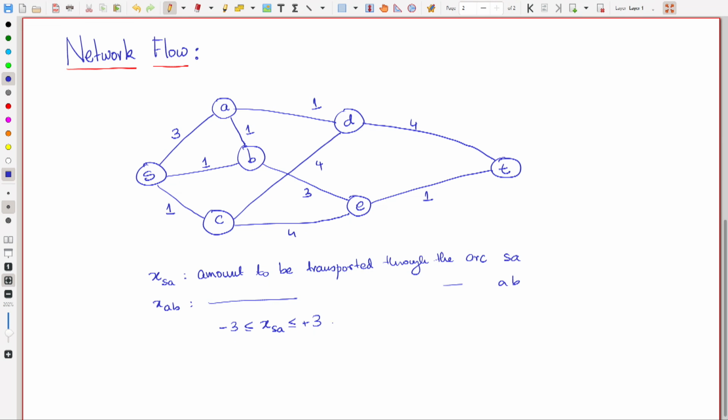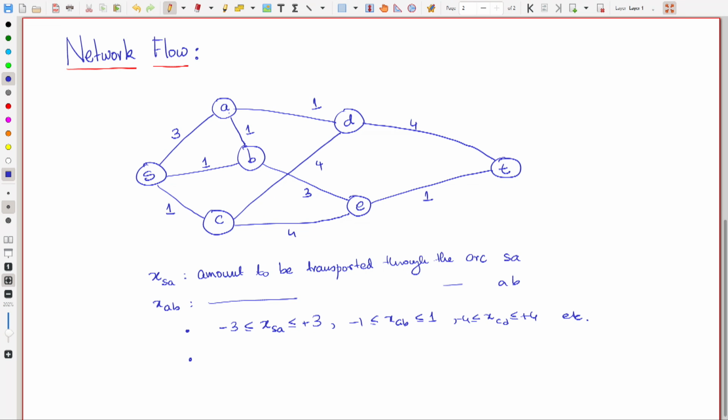Similarly, we would have one equation for each arc. So we will have X A B lies between -1 and +1, X C D should lie between -4 and +4, etc. And in these kinds of problems, there might also be a constraint that you can't store anything at any of the nodes. So then what you should say is that whatever goes out of a node should come into the node at the same time.